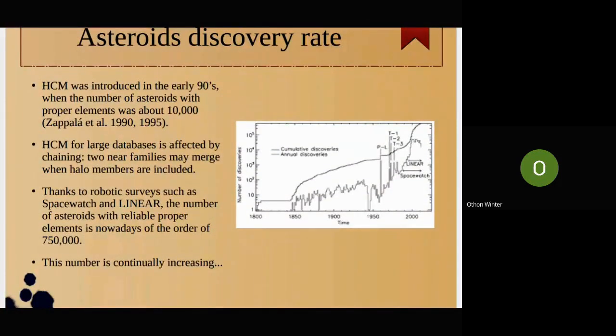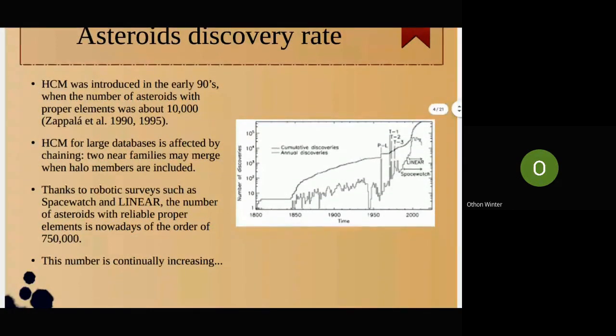So what is the problem with HCM? HCM applied to asteroid families is a method that was introduced in the 90s when the number of asteroids which were known to have reliable proper elements was of the order of 10,000, 20,000 by the mid-90s. Nowadays, because of robotic surveys and automatic discoveries of asteroids, the number of asteroids for which we have proper parameters is of the order of 750,000 asteroids. So several orders of magnitude higher than when the method was introduced.